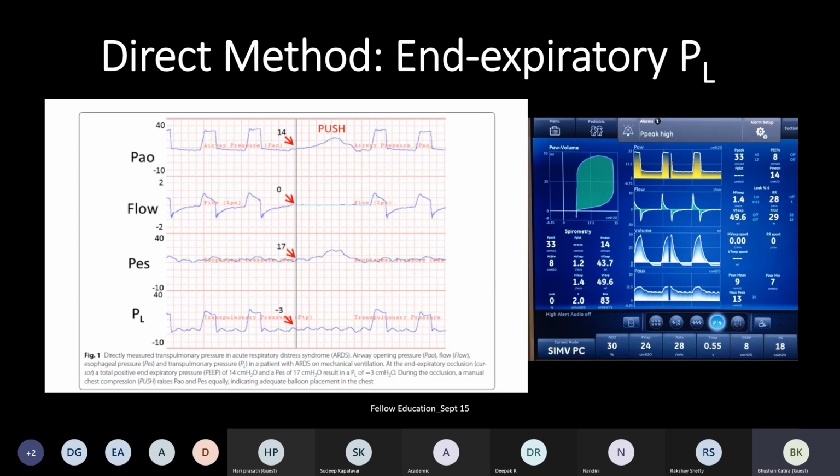In our mind at the bedside, we think that we've given a PEEP of 14, which should be inflating the lung, but maybe it does not in this example, for instance. This is the philosophy behind it. To a large extent, it is true.